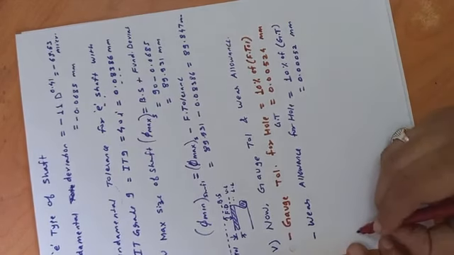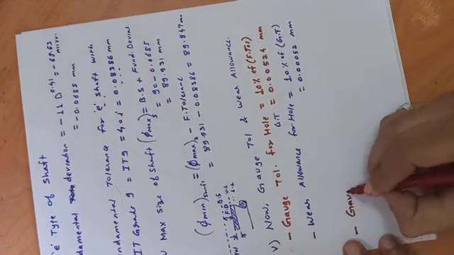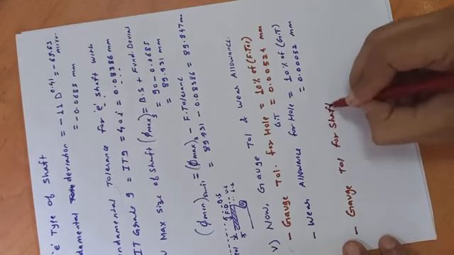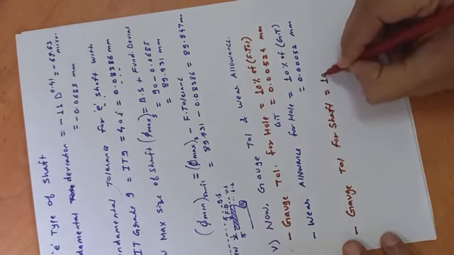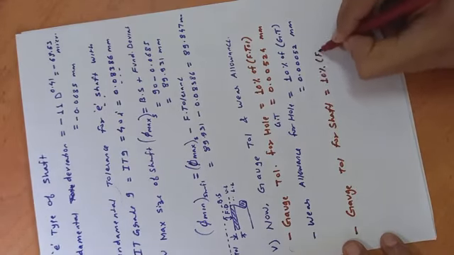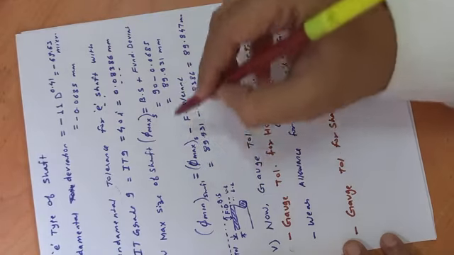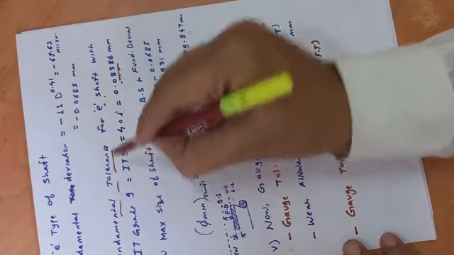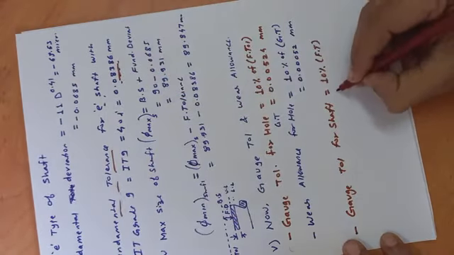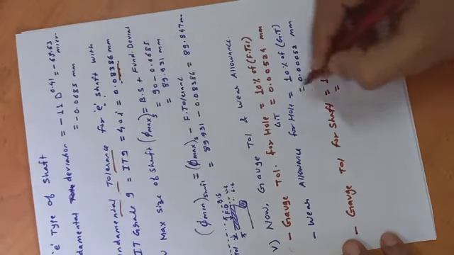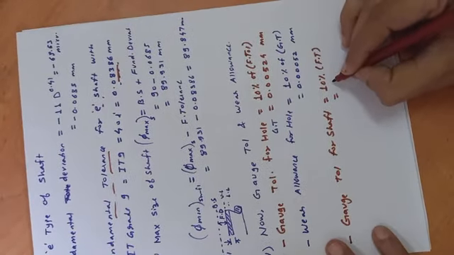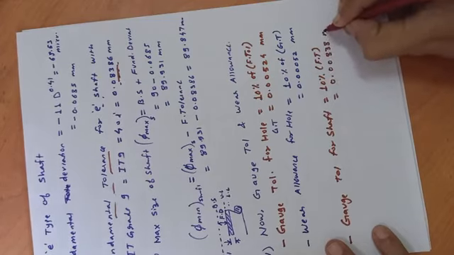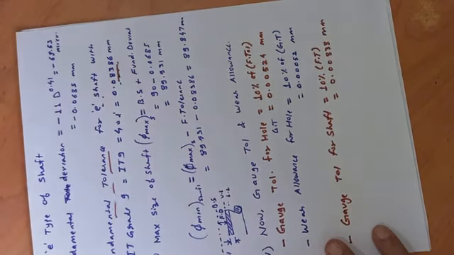Similarly, gauge tolerance for shaft, that is 10% of fundamental tolerance for shaft. So here we have calculated the fundamental tolerance for shaft, it comes to be 0.08386. So 10% of that will be taken as 0.00838 mm, okay.